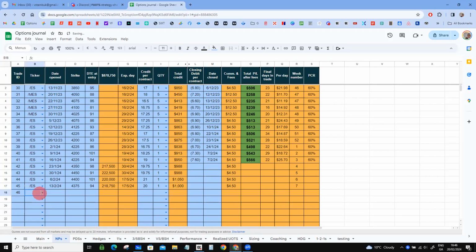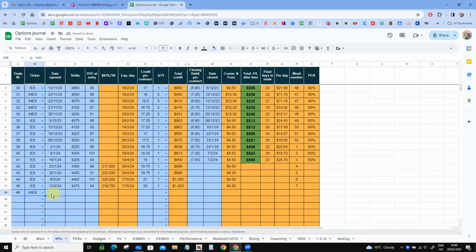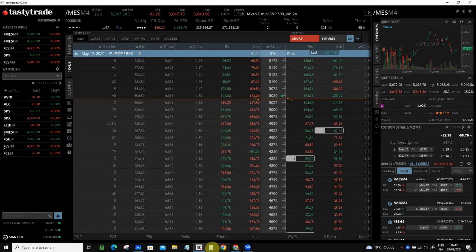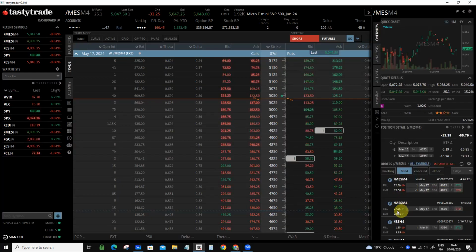And here we have to make sure that it's now MES and today's date. The strike was, let's open this, 45.50. It was 87 days, and we got what was it, 27.25. I'll double check, but I think that's what it was. 27.25, yes.